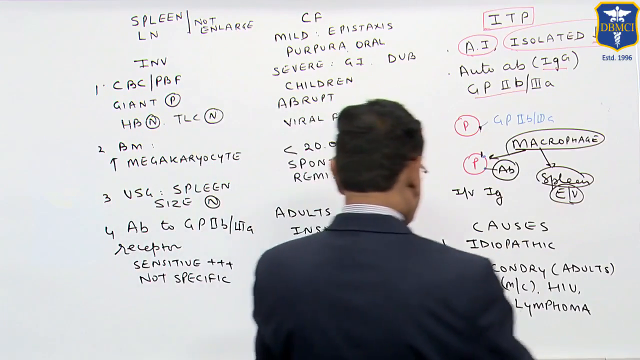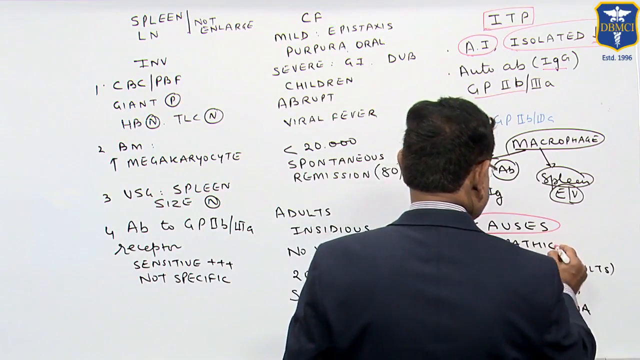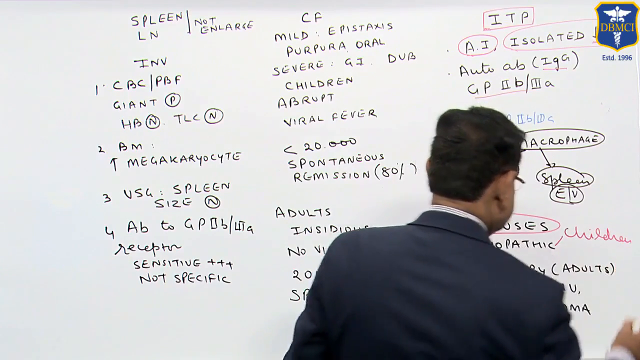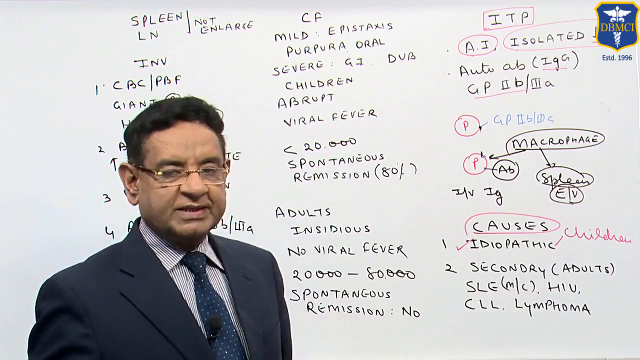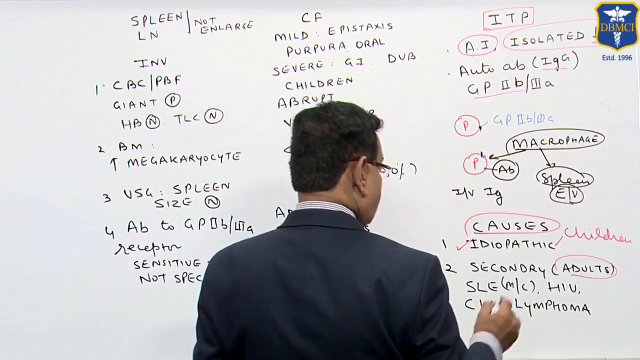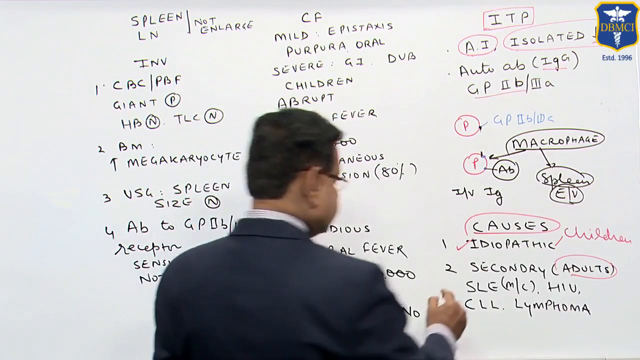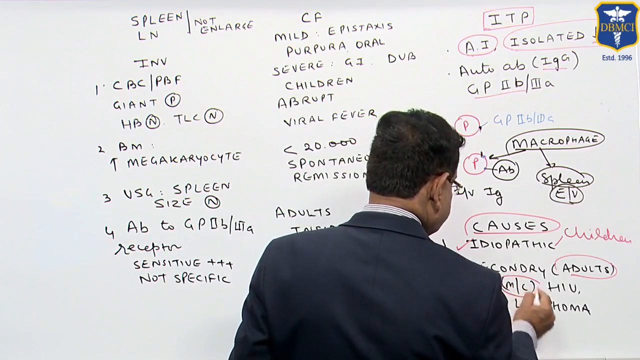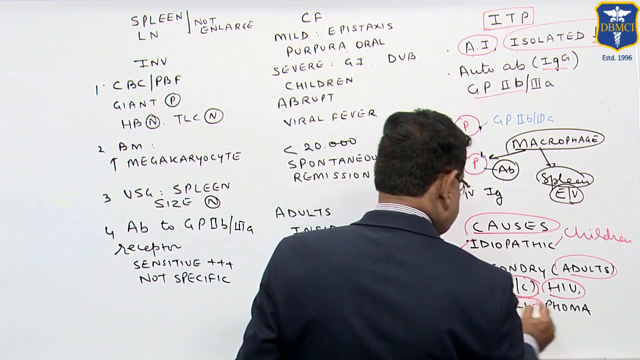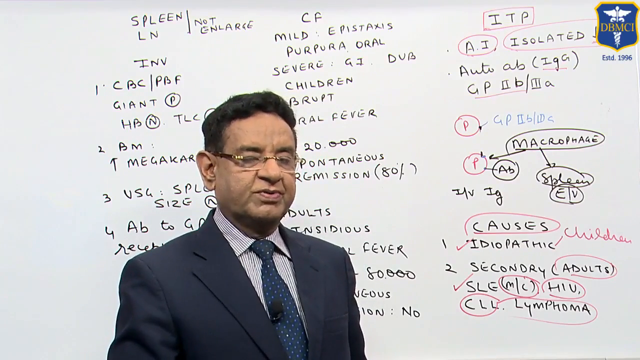Now let's see what are the causes of ITP. It may be idiopathic, and this is usually in children. Secondary causes are also there, but they are more in adults. So autoimmune destruction of platelets: SLE is the most common secondary cause. It may occur in HIV, CLL and lymphoma are some of the other causes of autoimmune destruction of platelets.